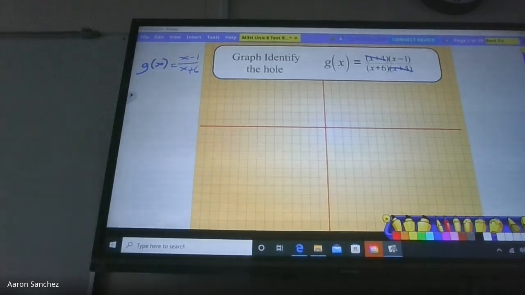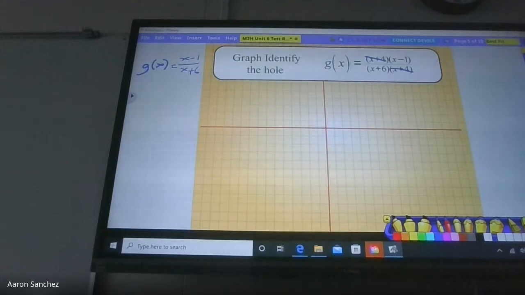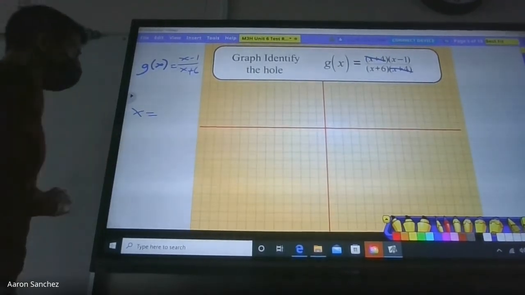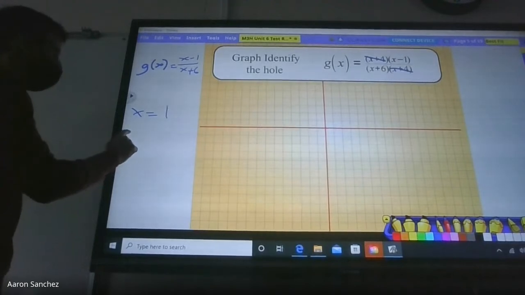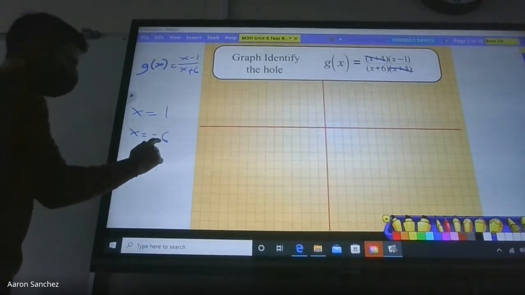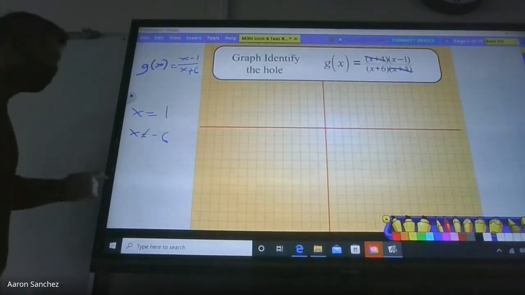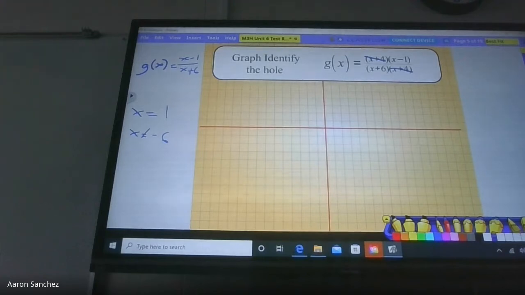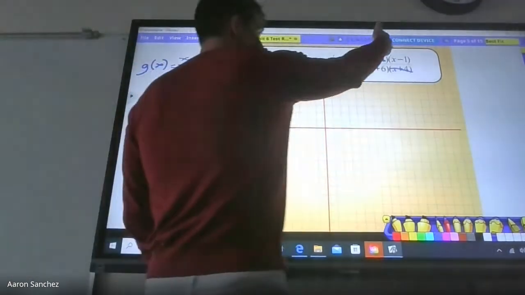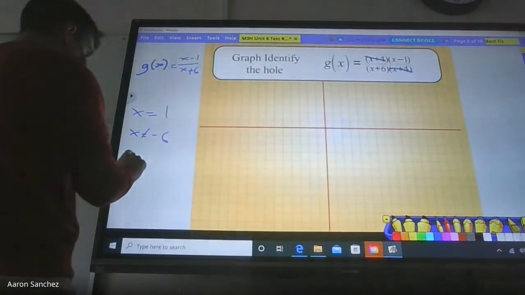First, let's find the zeros, and then we'll find the asymptotes, and then we'll test the limits, and then we'll graph. That's it, right? So what are my zeros? X equals 1. What's my asymptote? X equals -6, that's my vertical asymptote. What about my horizontal asymptote? Is it 1, because they're both equal? It is 1, because m is equal to n, so it's a 1 over a 1. So my horizontal asymptote is 1.